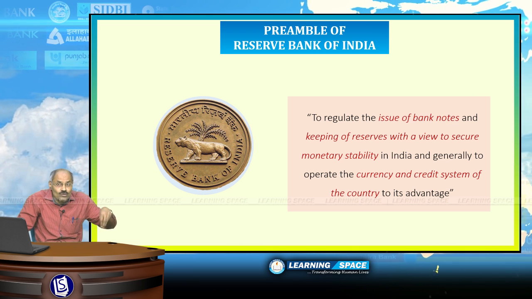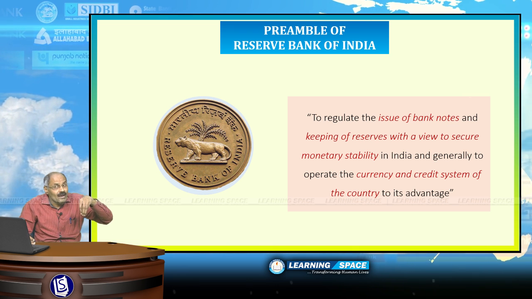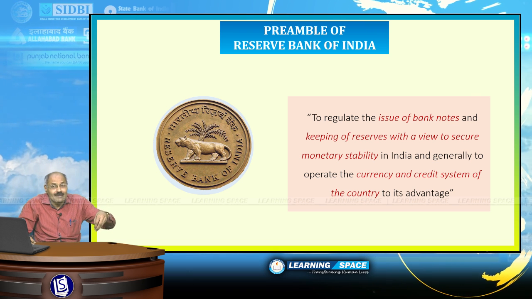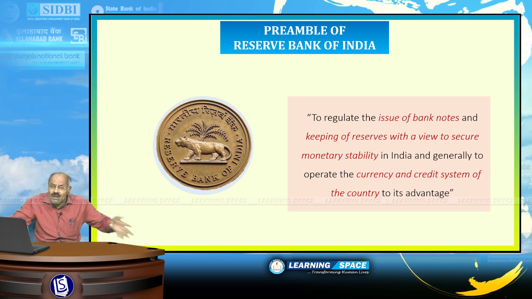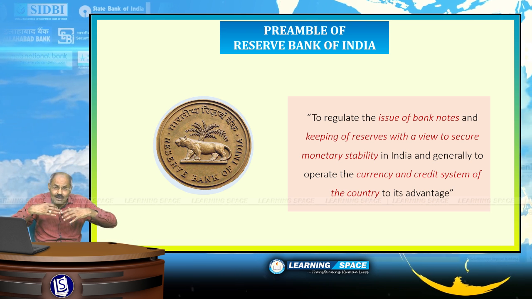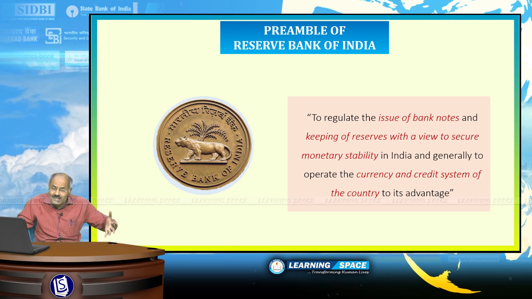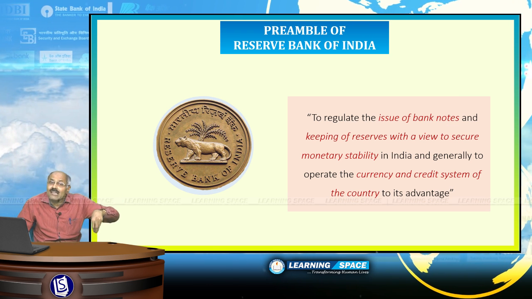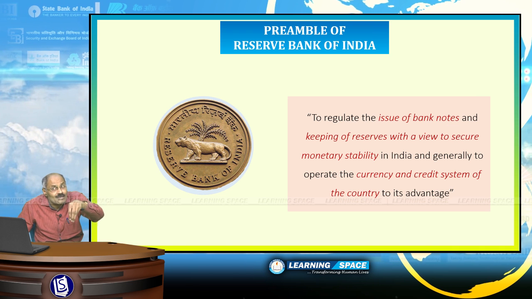First and foremost is the issue of banknotes. The second important point is the reserves with a view to secure monetary stability, to ensure monetary stability in the country. That means banks should not fail, the rupee should not lose its value. This is all monetary stability. So, to ensure monetary stability, reserves are to be kept. That is the prerogative of the Reserve Bank of India.